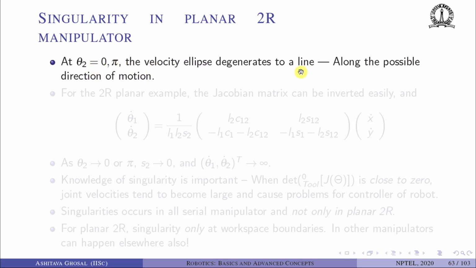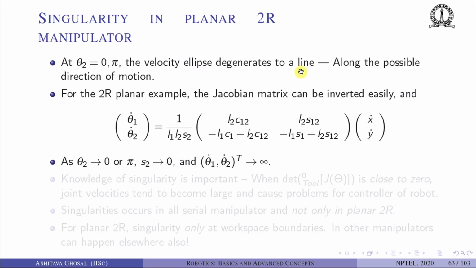Remember, at any other point, I can draw the tip of the velocity vector as theta 1 dot square plus theta 2 dot square is equal to 1. So it traces an ellipse in the plane. However, when it is completely stretched out or completely folded, it can be only along a line. So the velocity ellipse degenerates to a line, and this is only along the possible direction of motion.